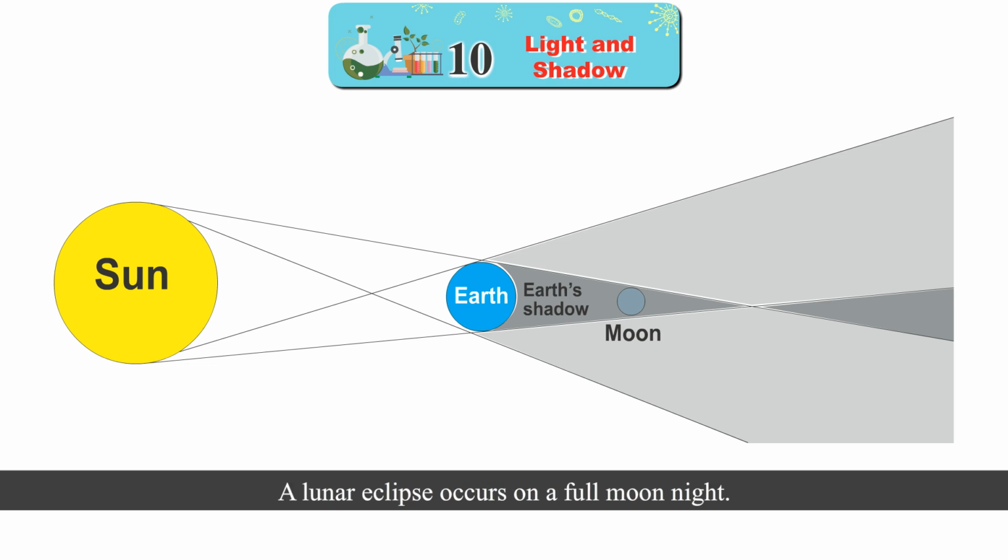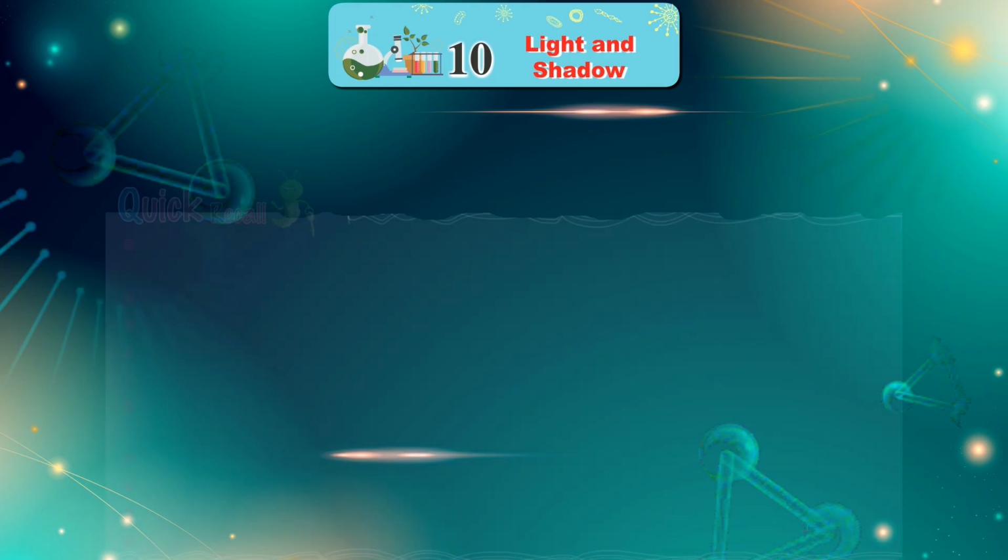A lunar eclipse occurs on a full moon night. A partial lunar eclipse occurs when the moon is partially hidden. A total lunar eclipse occurs when the moon is totally hidden.